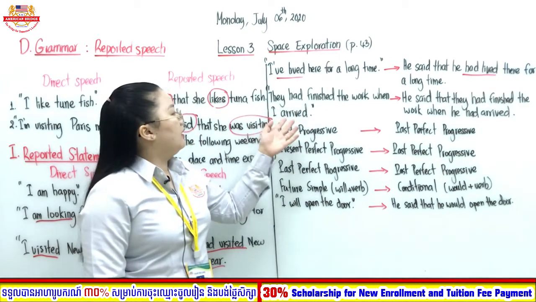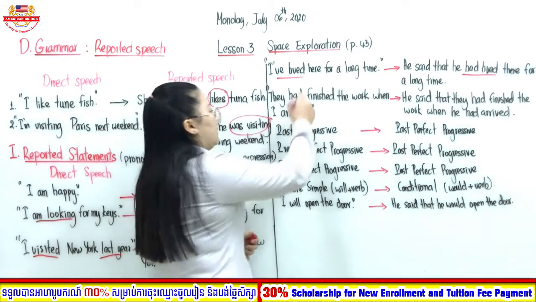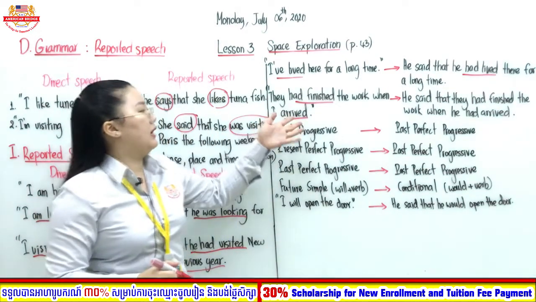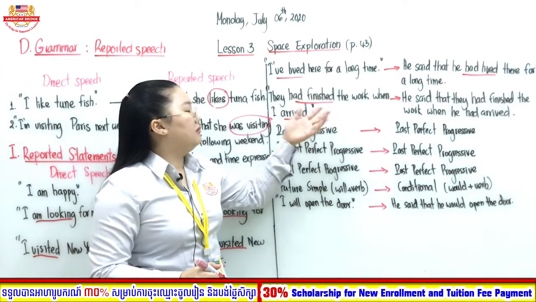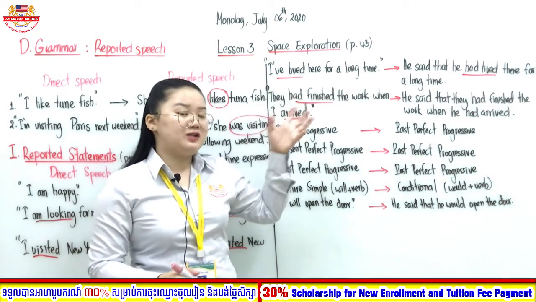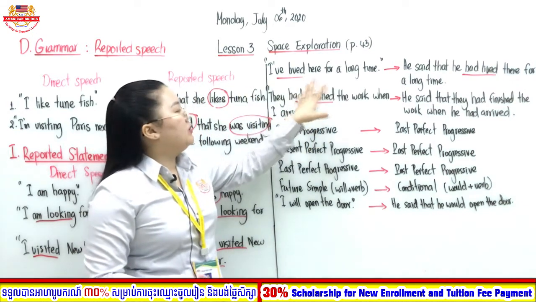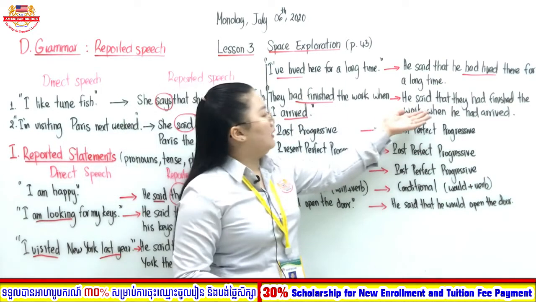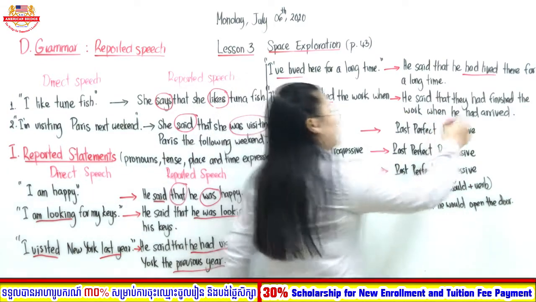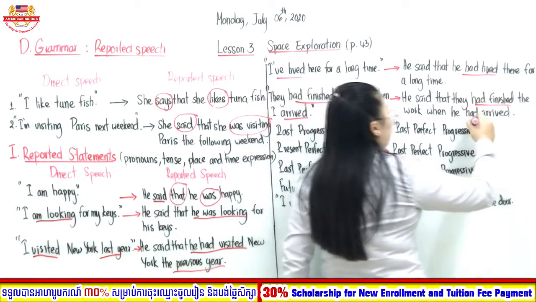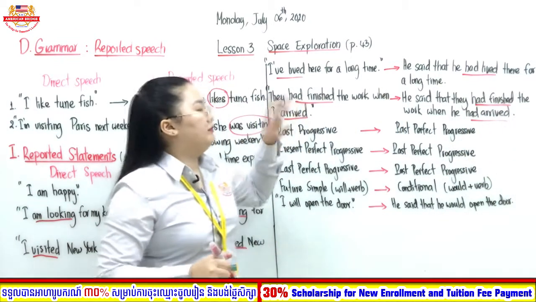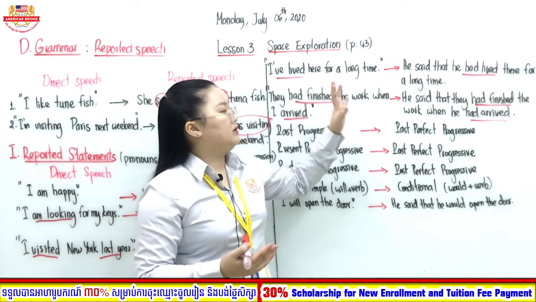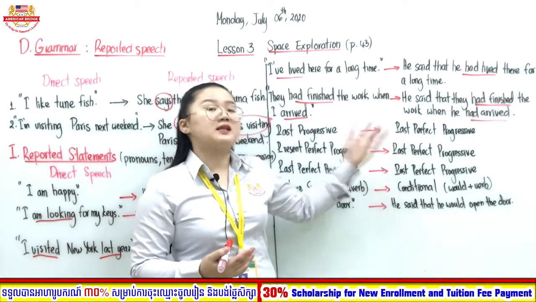And also next one: they had finished the work when I arrived. Here we use past perfect, and then past simple. As you can see, he arrived, but actually they had already finished their work when he arrived. So when you want to report that sentence to others, you say he said that they had finished the work when he had arrived. If we want to report past perfect tense, it stays as past perfect tense. It's still the same.